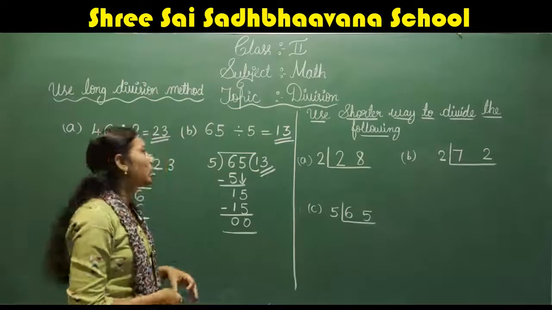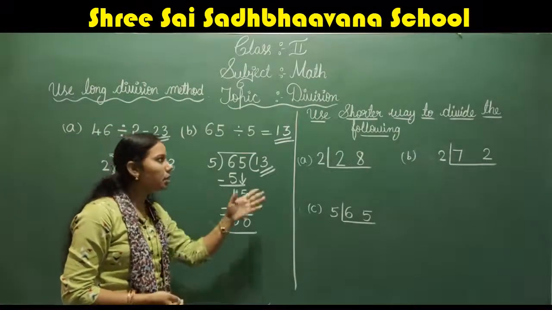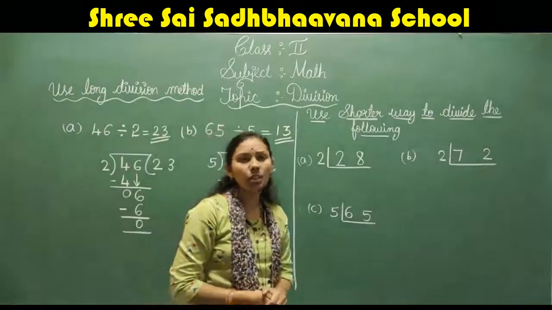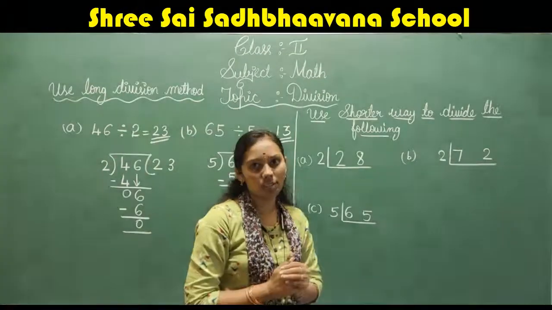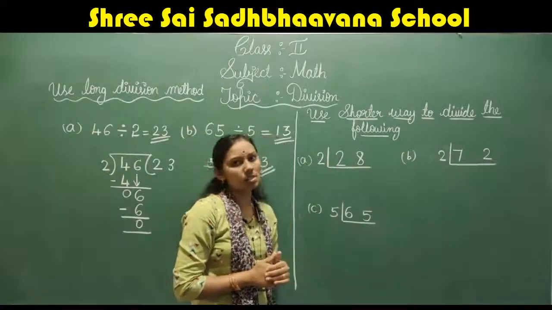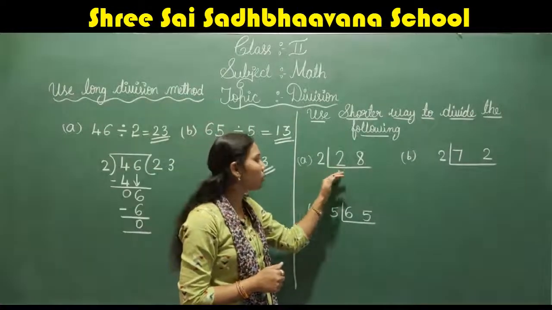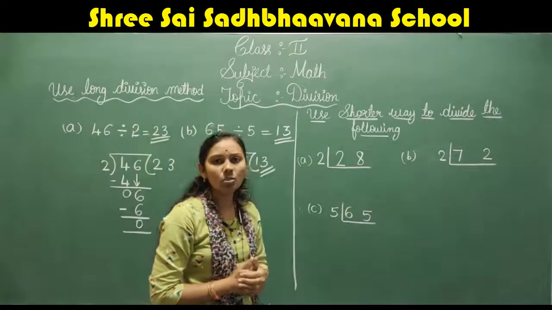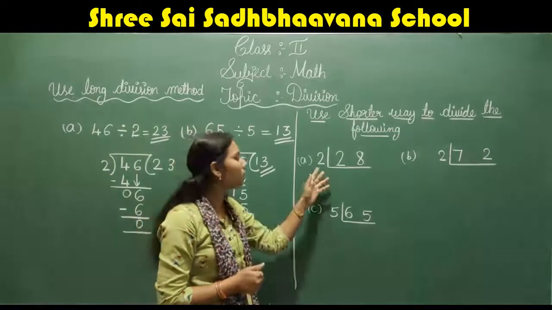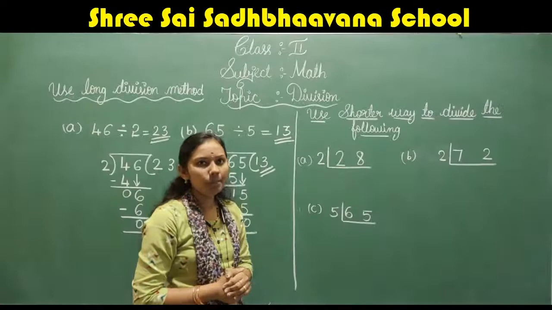Understood? Okay, now you have understood how to do the long division method. Let me teach you how to do the division in a shorter way. Okay? In the shorter way, how to divide, we will see now. Okay, children? So, the first number you can see is 28 divided by 2. What is the number? 28 divided by 2.